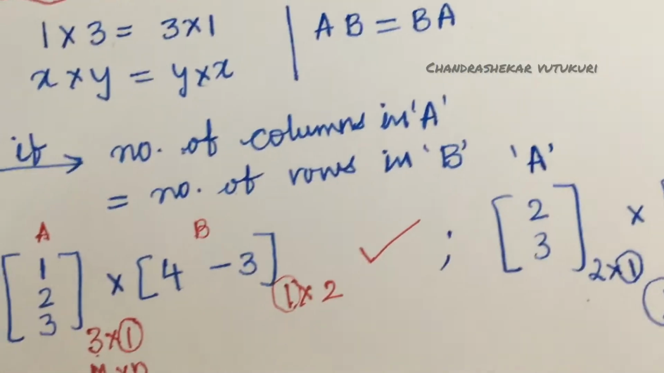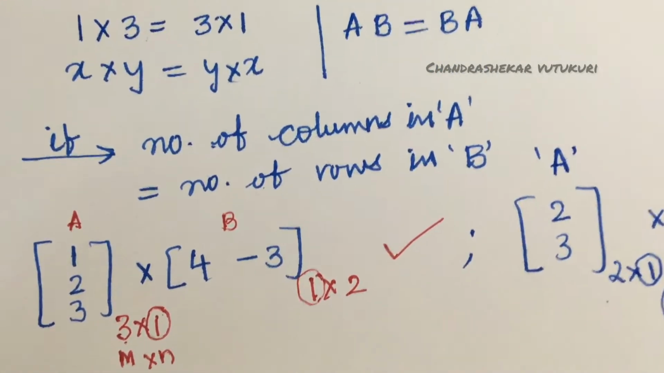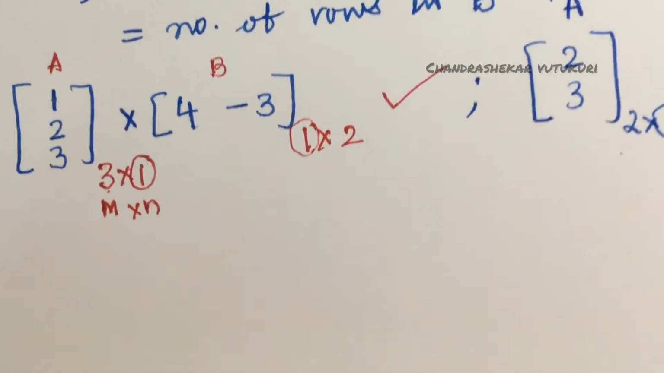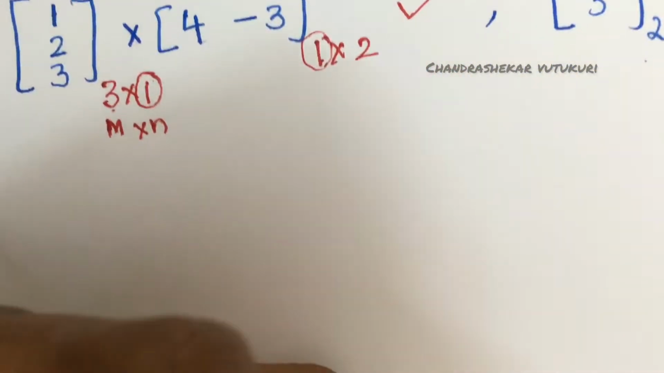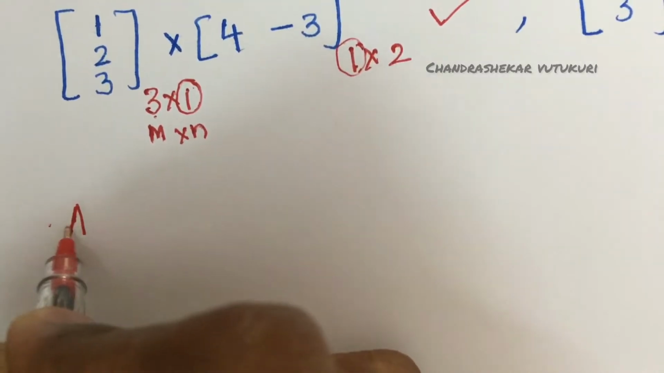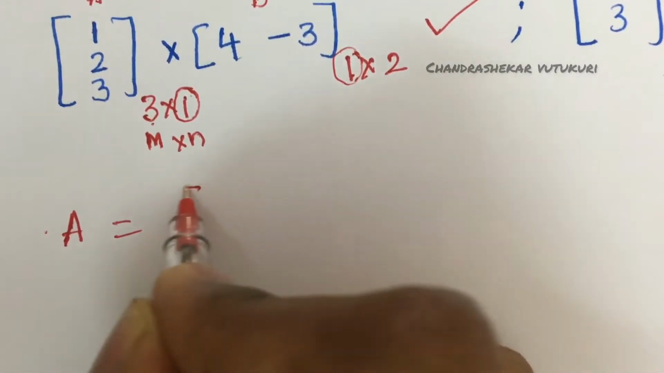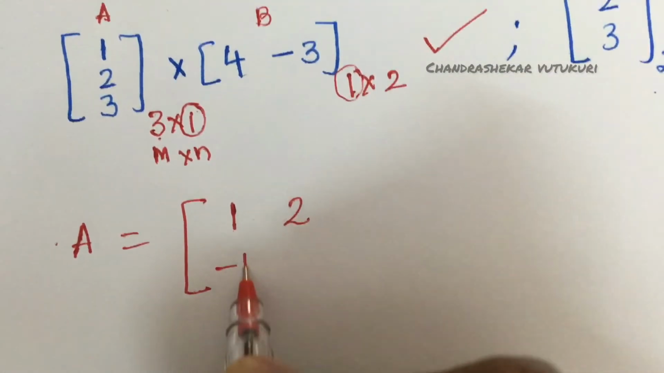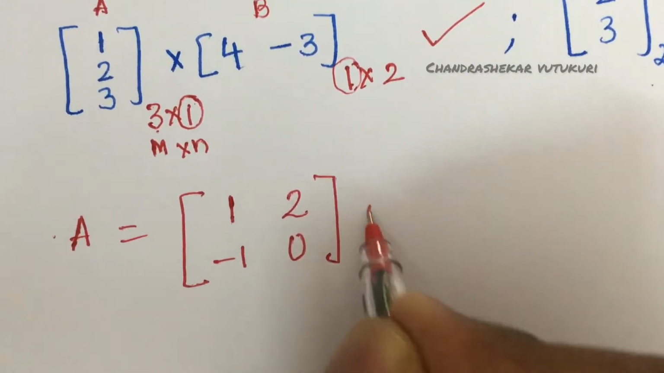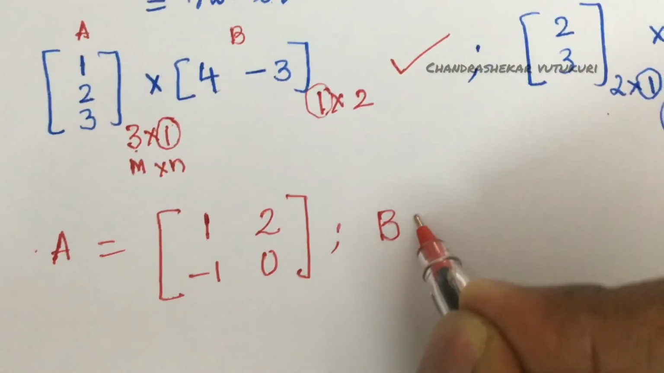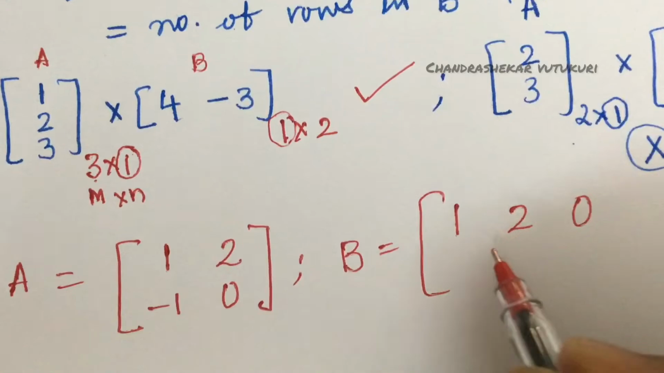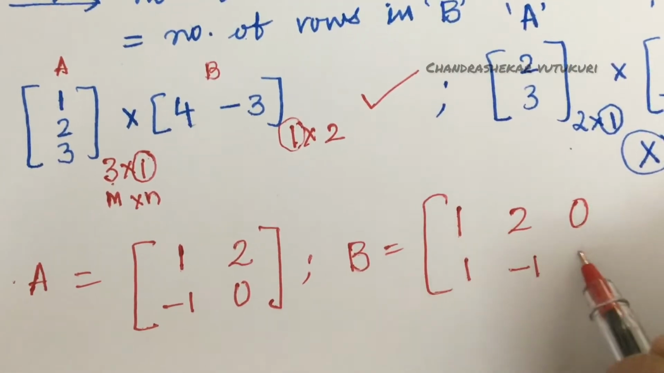This is how we are supposed to look at the compatibility before working out any problem for multiplication. Now, let us take an example and work out the problem for multiplication. Let the matrix A be of size 2 by 2 with entries 1, 2, minus 1 and 0, and the matrix B with entries 1, 2, 0, 1, minus 1 and 3.